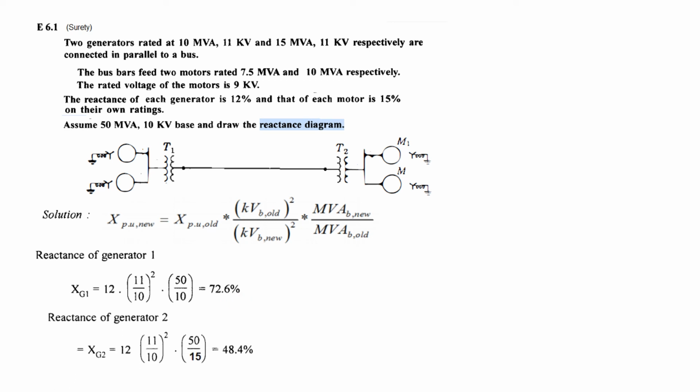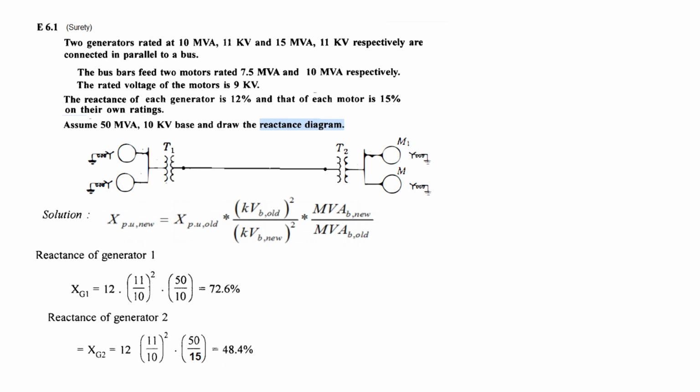Using the same formula, now we find for generator 2, where both the generators have reactance 12%, so 12%, kV also same, 11 kV divided by 10 kV here, but the MVA rating is different. Now, MVA in the first case was 10 and in the second case is 15. Base is 50, so 50 divided by 15 in this case, and so this will be 48.4%. So this is for the generators.